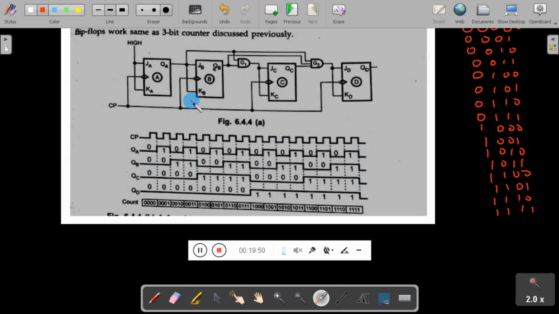The other name for this is parallel counter, because synchronous counters are also called parallel counters. All the flip-flops start to work simultaneously, compared to the asynchronous counter, where the first will work, after that the second will work, after that the third will work. But here it is not like that. All the flip-flops start to work simultaneously. That's why it is called a parallel counter.